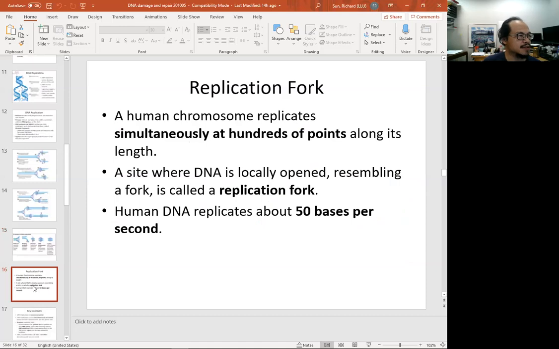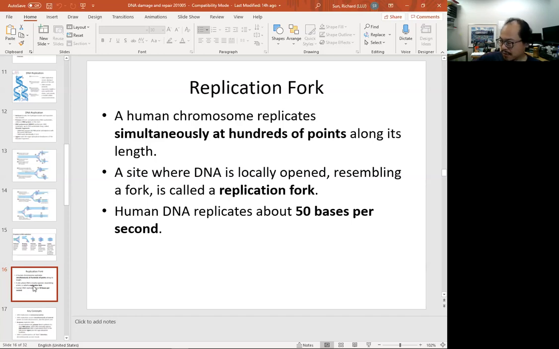So that's that. In the beginning, we will have this. This is just commonly seen. We call it a replication fork because it will open up. When it opens up, it looks like a fork. If we don't see the other end, it will look like a fork, right? Like two prongs, like a fork like that.